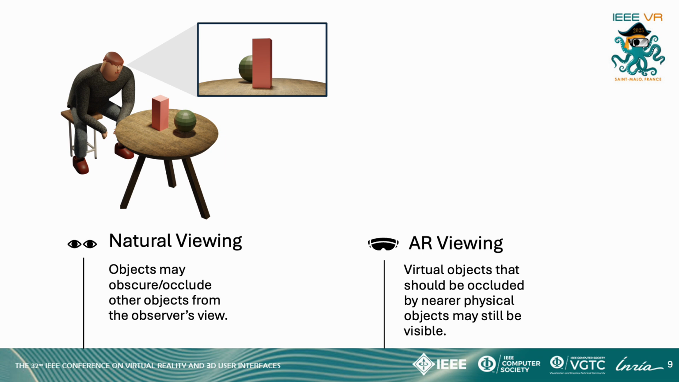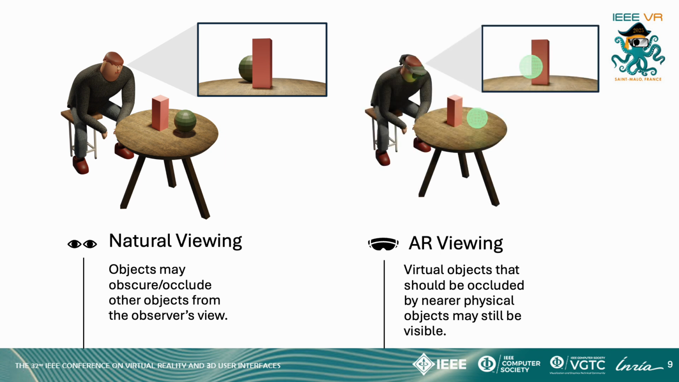However, as I showed at the beginning of the presentation, in AR you can have a situation like this, where a virtual ball's distance is behind the red block, but it's still superimposed on it. Here, binocular disparity tells us that the ball is behind the block, but occlusion tells us that it is in front, resulting in a depth cue conflict.